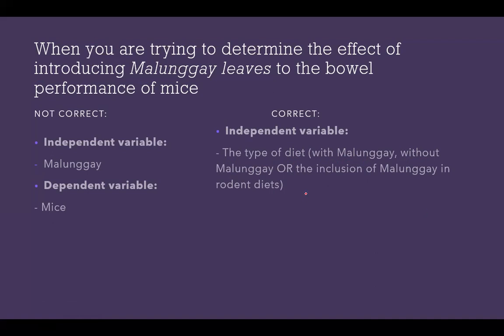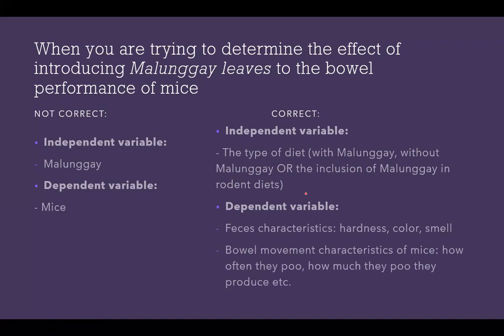For the dependent variable, since we are looking at the bowel performance of mice, there are different aspects you can look at. You could look at the fecal characteristics, the characteristics of poo of the mice. You could look at the bowel movement characteristics, how often they poo and how much poo they produce, and the overall health of mice. All of these contribute to the bowel performance of mice eventually.